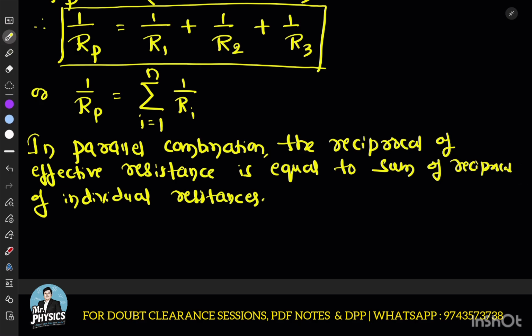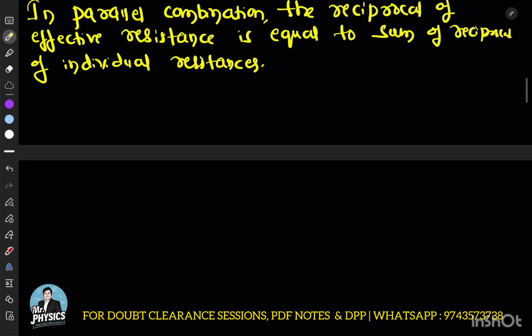In parallel combination, the reciprocal of effective resistance is equal to sum of reciprocals of individual resistances. If there are only two, we can write as 1 by Rp equal to 1 by R1 plus 1 by R2. However many there are, we have to write that many resistance values. So related to this, we are going to take the note points or key points.